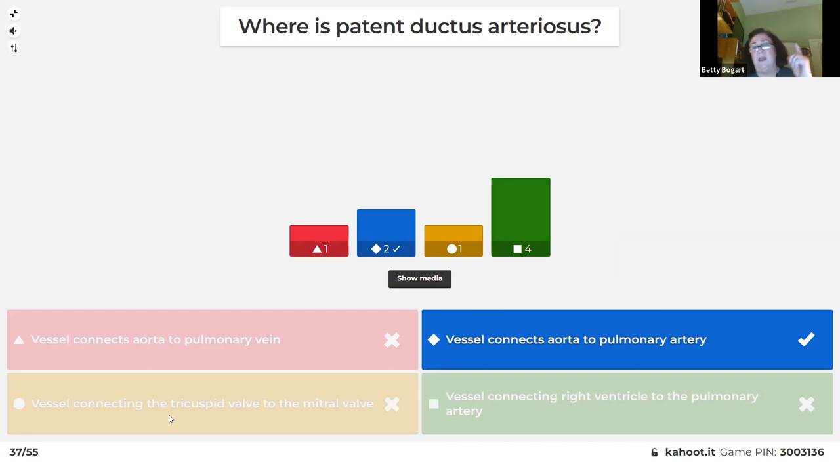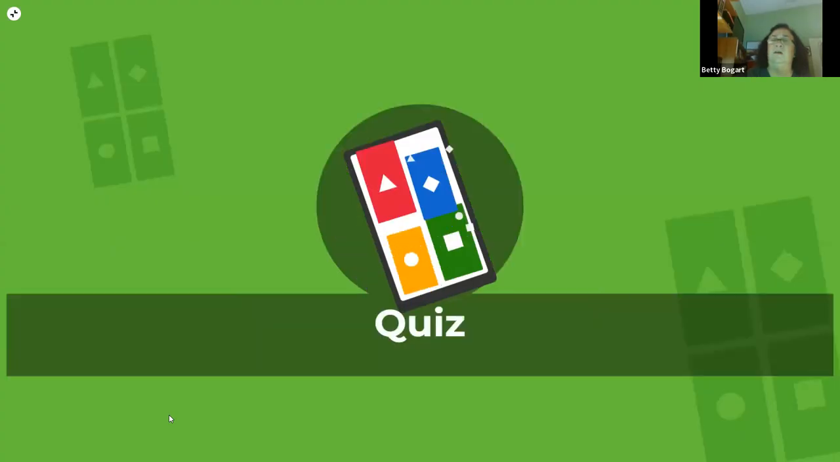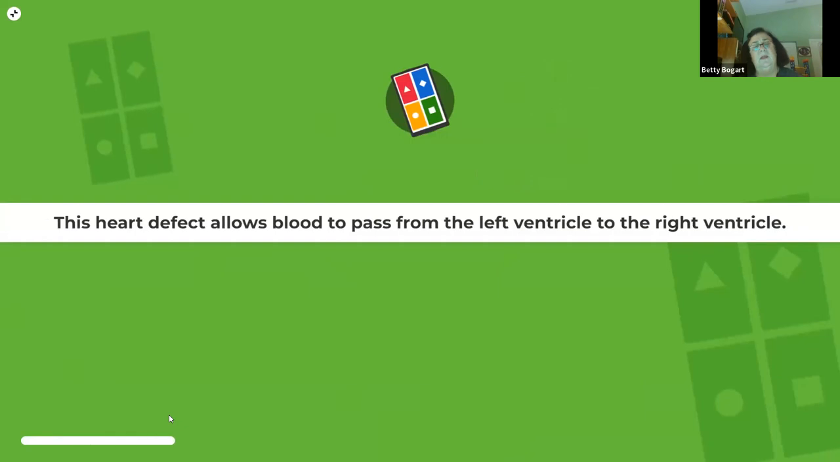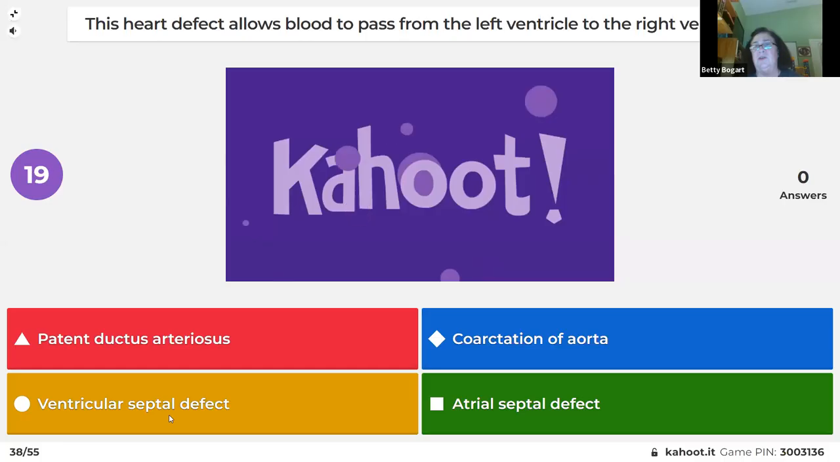It connects the aorta to the pulmonary artery. Make sure you study this. PDA is an important thing in the cardiac chapter. This heart defect allows blood to pass from the left ventricle to the right ventricle.